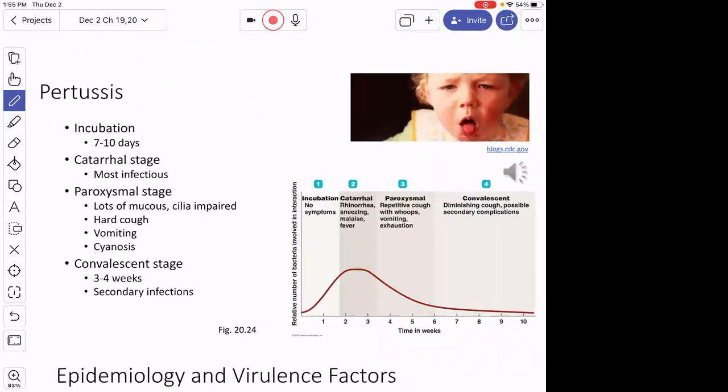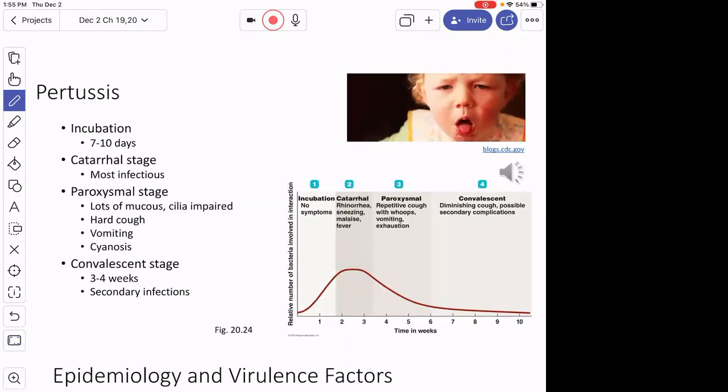Let's talk about what the disease looks like. So the stages of pertussis: typically about a 7 to 10 day incubation period. And then we have special names for the stages of the disease. So the catarrhal stage, this is considered prodromal.